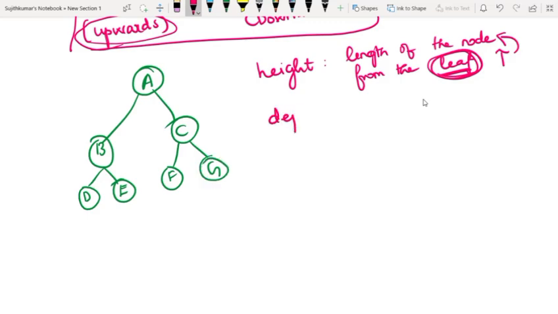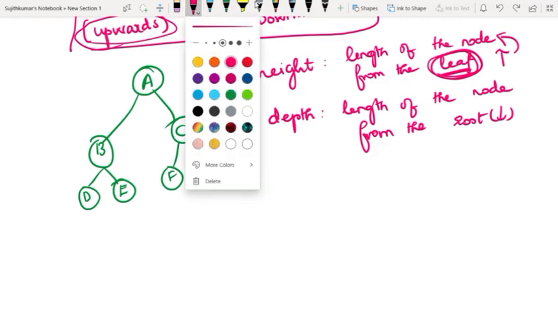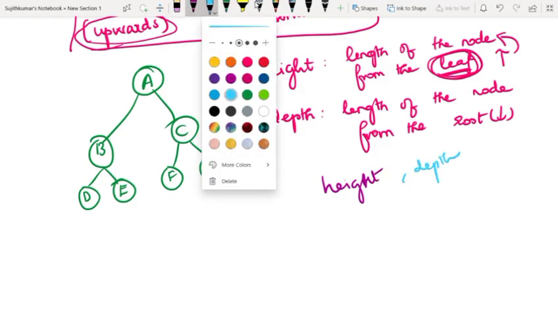Whereas depth is downwards. It is the length of the node or the branch from the root, because it is measured downwards. You start from the root and come down, so that's downwards, that is depth. So let me measure height and depth for node C. I'll write height in this color, and I'll write depth in sky blue, so don't get confused.